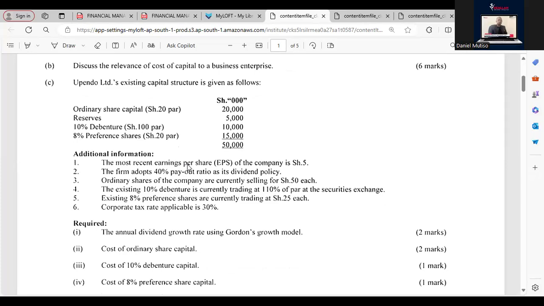Now, we have been told the additional information, and we are focusing on the ordinary shares. They have given you the more recent earnings per share, the EPS of the company, which is 5. The other thing they have told us is that the firm adopts a 40% payout ratio as dividend policy. The ordinary shares of the company are currently selling at 50 shillings. Those are the only things given there. So through that information, the examiner wants us to calculate one thing, the growth rate.